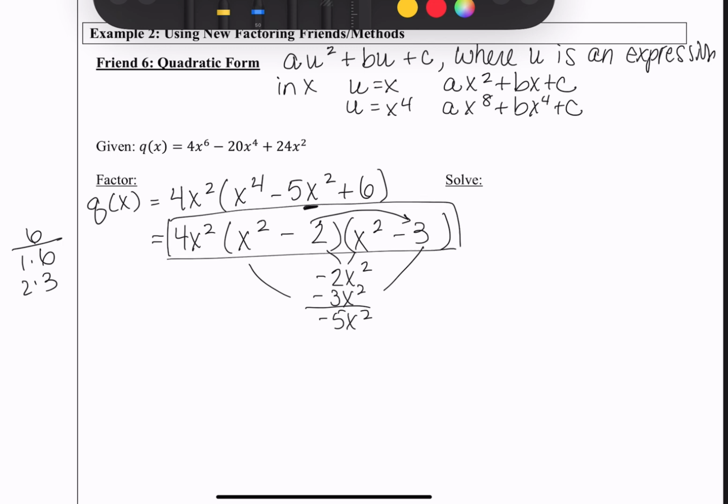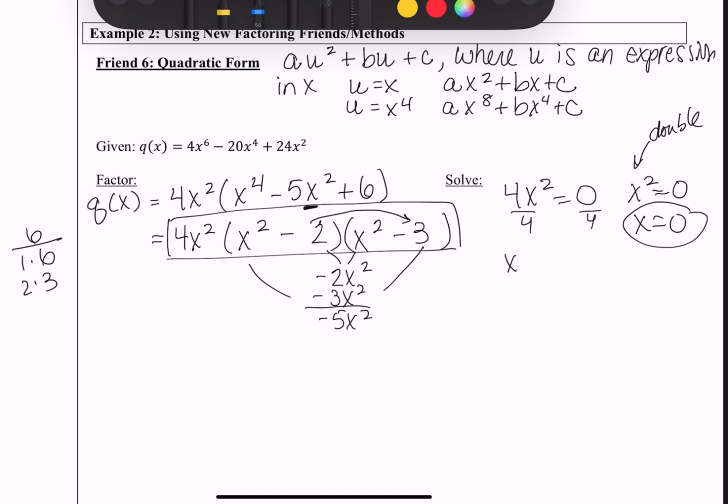So I'm going to take each of those factors and set them equal to 0. So let's see, 4x squared equals 0. Divide both sides by 4. I get x squared equals 0, or x equals 0. And in fact, this is what we're going to call a double root. It behaves in a weird way. Okay, so I got x equals 0 as one of my roots.